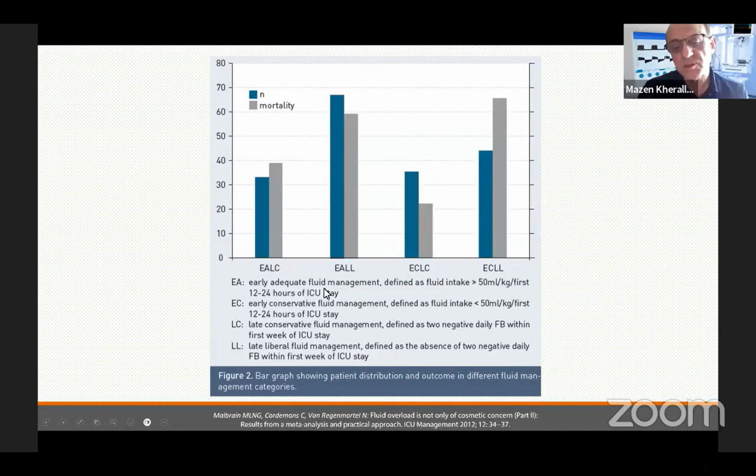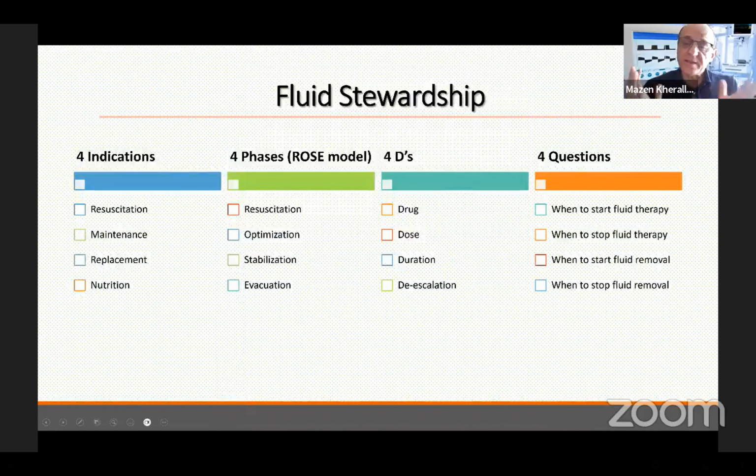And in this study specifically, early adequate was defined as more than 50 ml per kg of fluid in the first 12 to 24 hours. So it's not only the initial bolus. And the early conservative was less than 50 ml per kg. So that takes us to the concept of fluid stewardship.